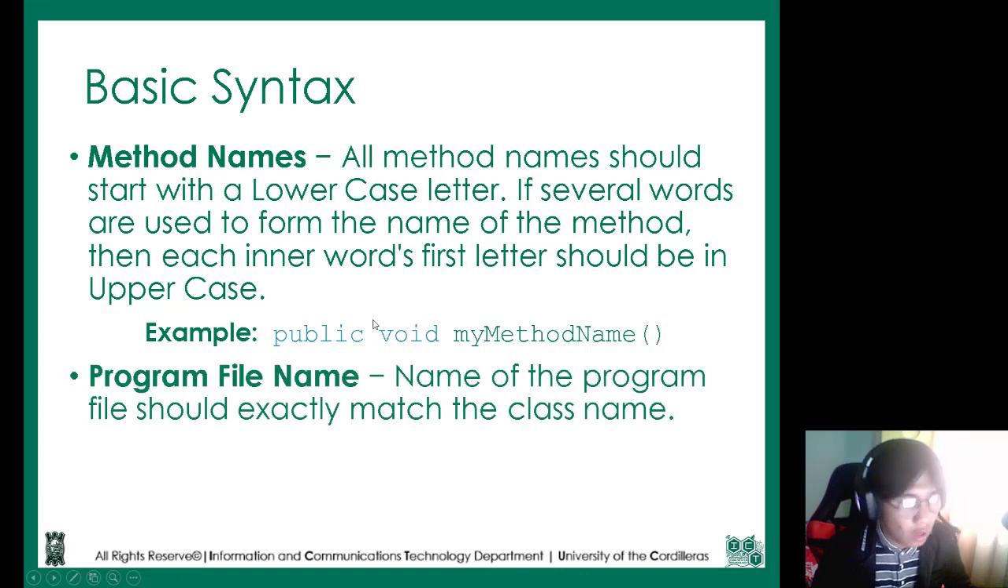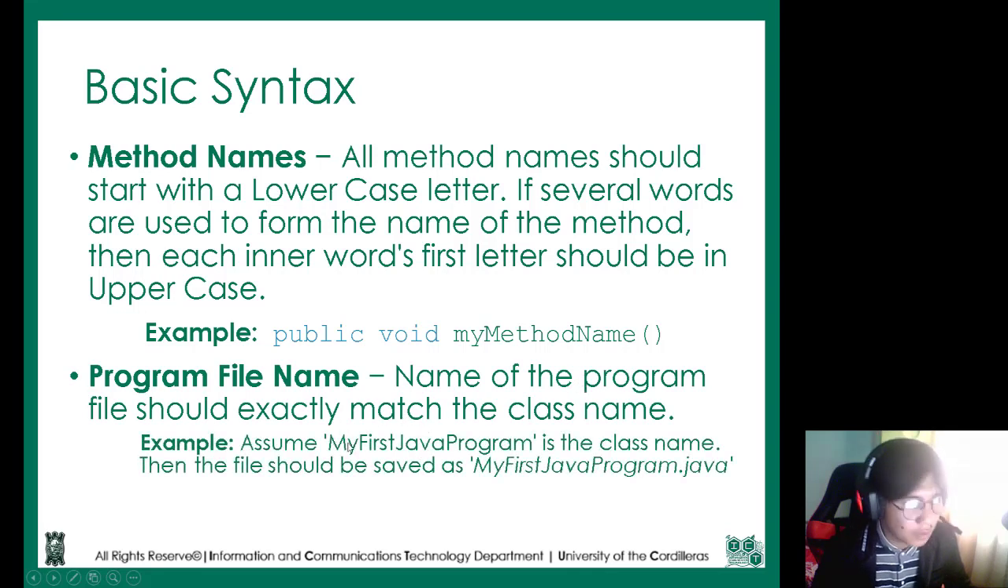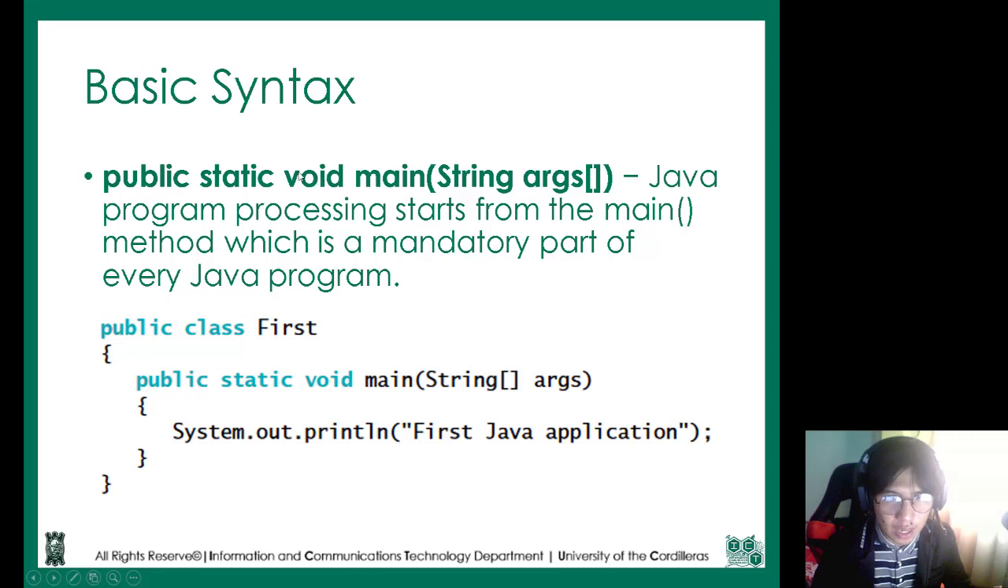Now, for the program file name, remember this. The program file name should exactly match the class name. Say for example here, MyFirstJavaProgram is the class name. Always make sure that your file name is MyFirstJavaProgram. The code that you are seeing here is the main method, meaning every particular code after the public static void main String will be executed.